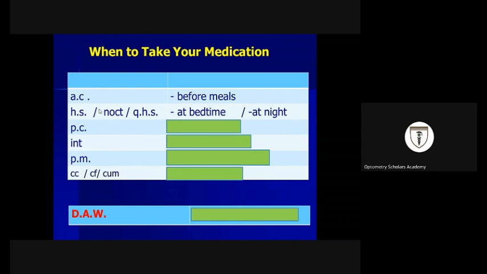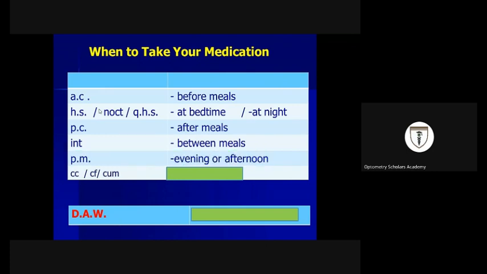So whenever you see this abbreviation in a prescription, it means this drug should be taken only at night or every night. PC means post cibum, which means after meals. INT means between meals. So maybe in the morning you start eating your food, and when you are halfway through your food, you take the drug, then you continue and finish your food.